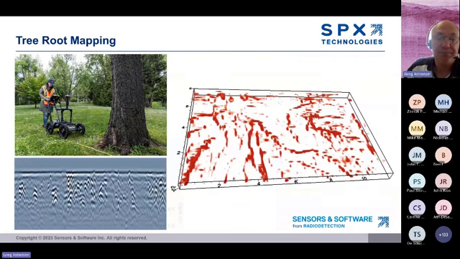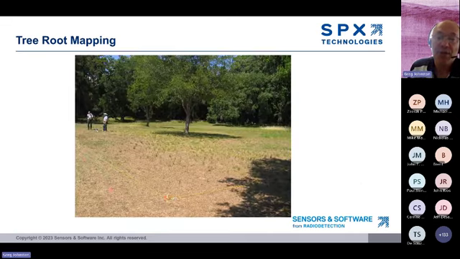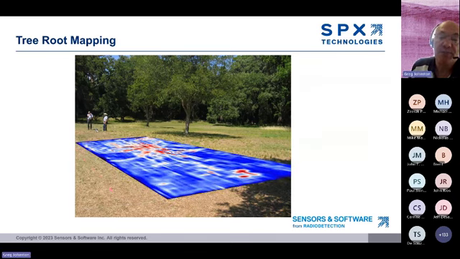Tree roots. GPR is sensitive to tree roots, which if you think about it, are non-metallic water-filled pipes. And you can see the strong reflections in the cross-section on the lower left, and even plot them in 3D on the right. Here's another example. So they collected a grid of data in this area. Here's the depth slice superimposed on it, showing the tree roots.